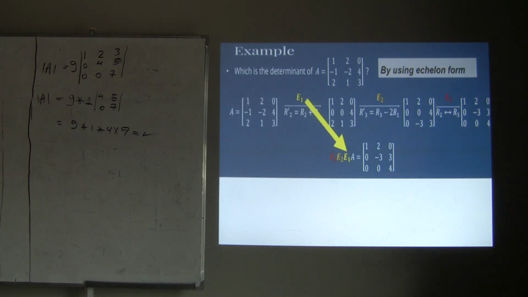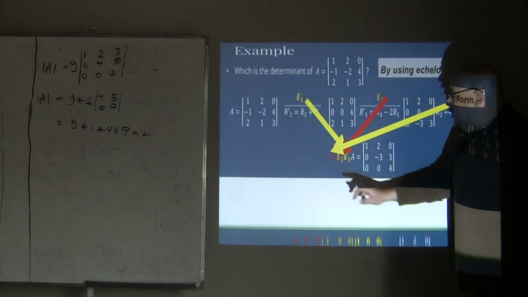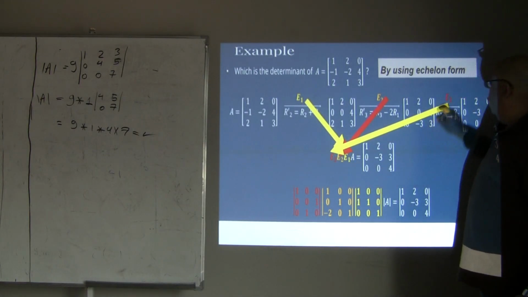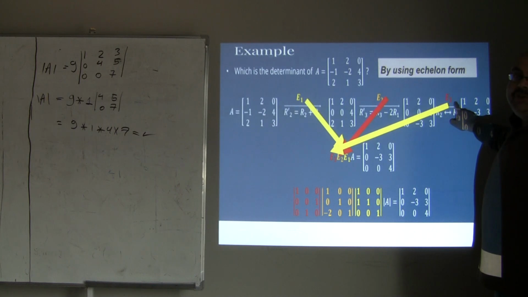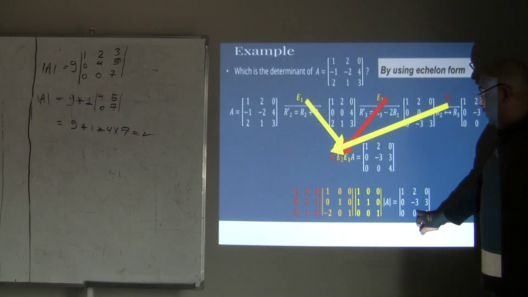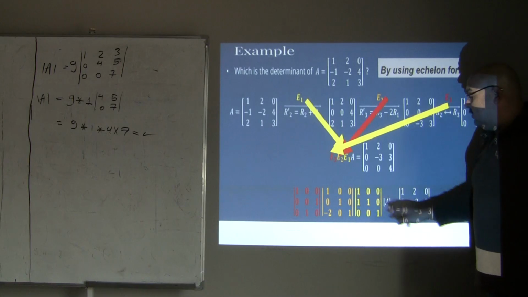This one is E1, that's E2, that's E3. Both E1 and E2 are not going to change the value of the determinant. This is the one that's going to change the sign. So if you evaluate this value, it's going to be negative 12 times the negative, so it's going to be 12.